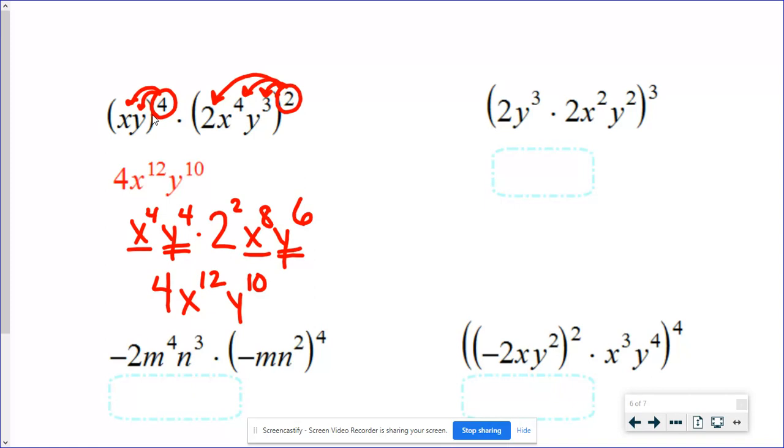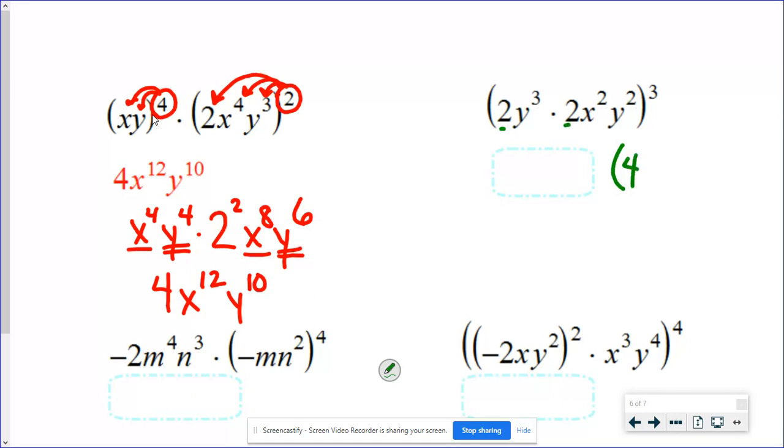In this problem, you could just automatically distribute the exponent on the outside. Personally, I would like to clean this up. I would like to simplify the stuff inside the parentheses if I can. And I can. So the 2 times the 2 would give me a 4.